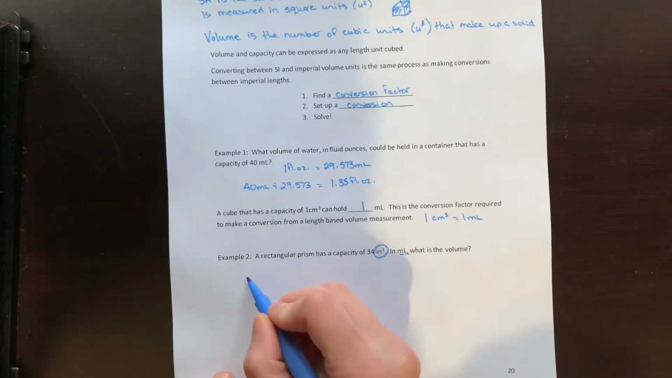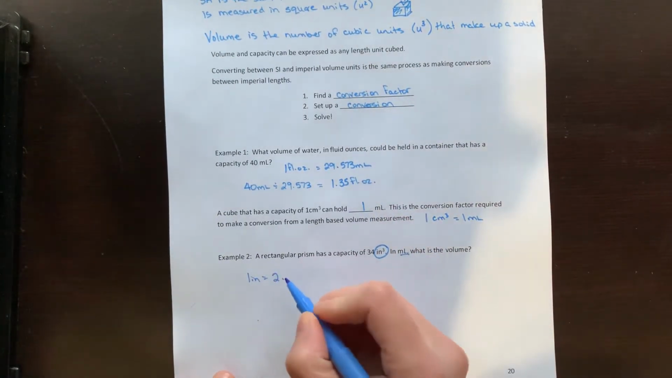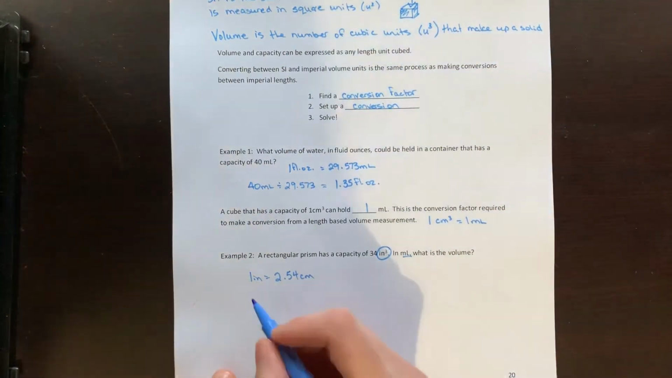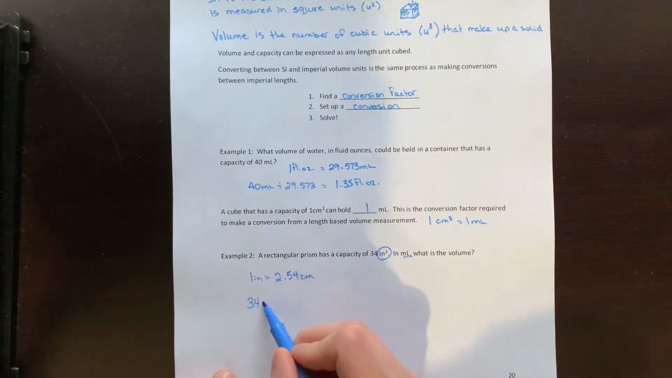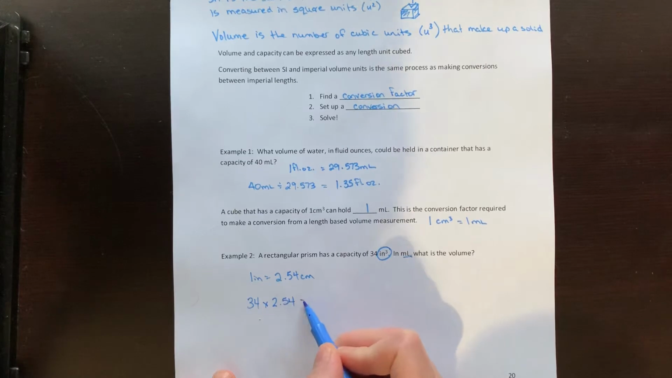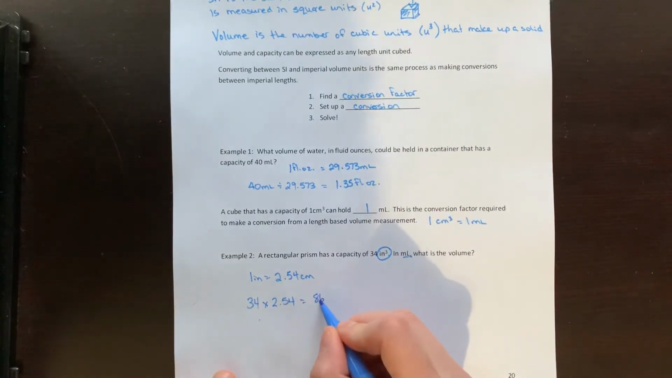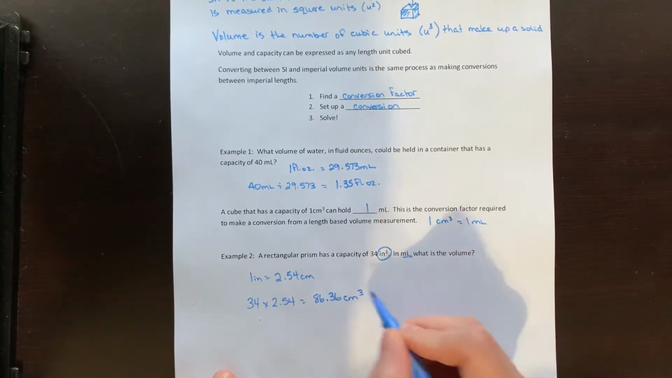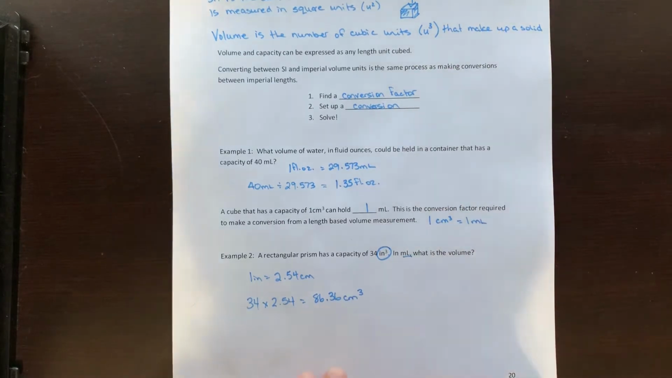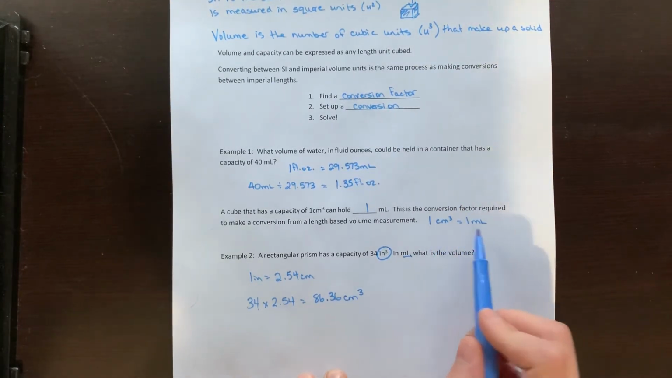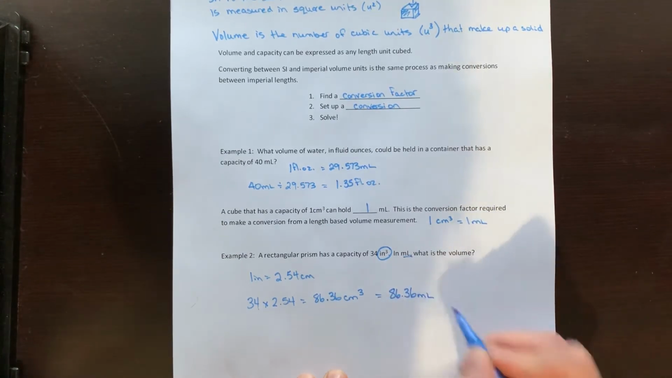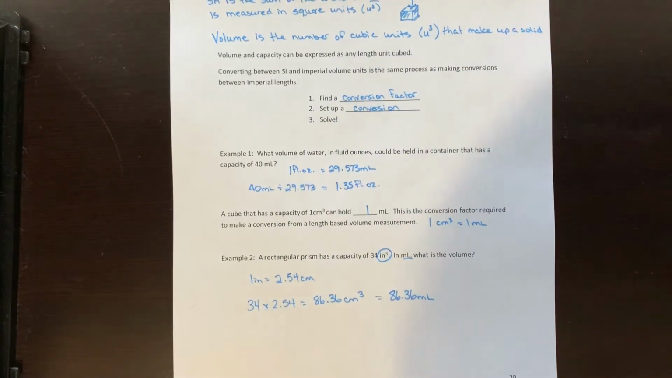Based on my formula sheet, 1 inch is equal to 2.54 centimeters, okay? So first thing I need to do is take my 34 inches and times that by 2.54, which is going to give me 86.36. So I now have 86.36 centimeters cubed instead of inches cubed, okay? And I know that 1 centimeter cubed is equal to 1 milliliter. So this is going to equal 86.36 milliliters, okay?